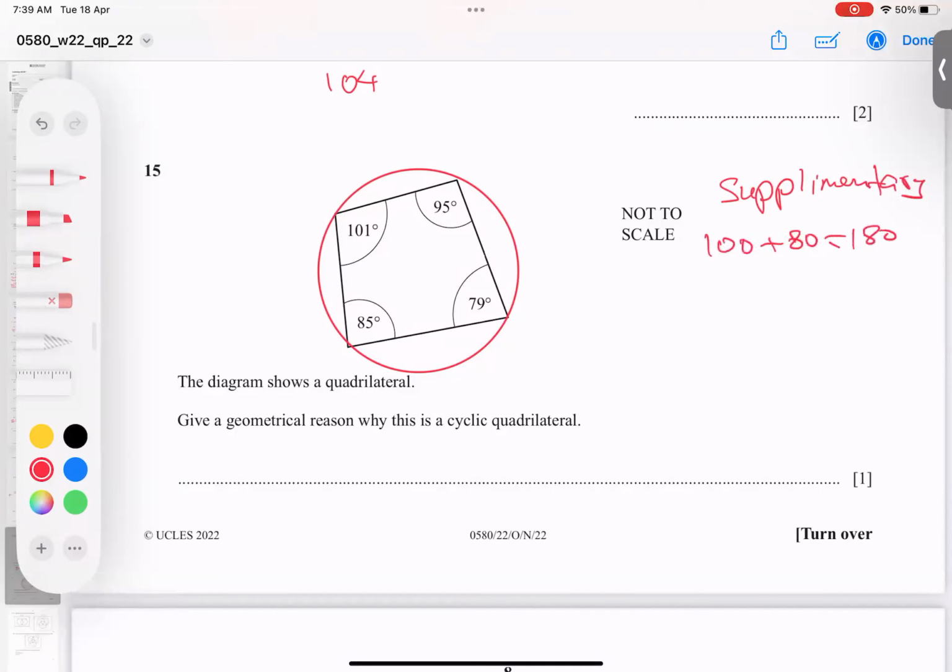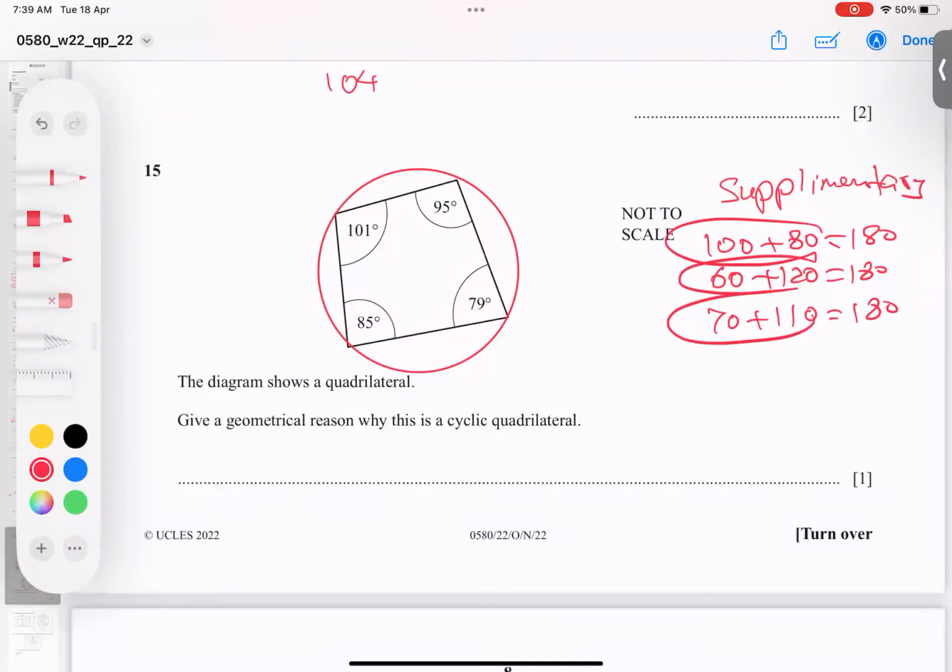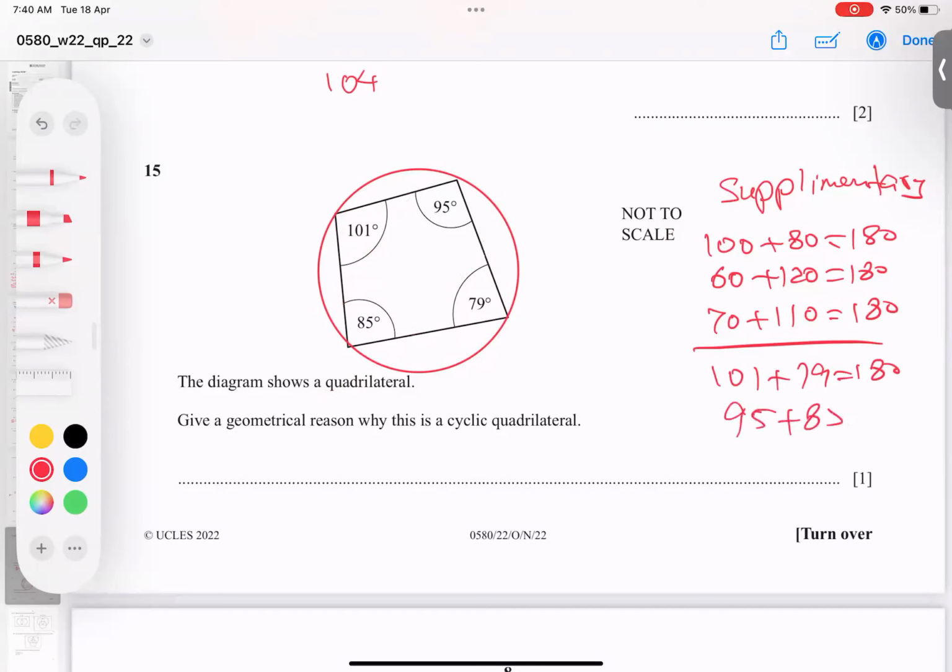See, 180. 60 plus 120 gives 180. 70 plus 110 gives you 180. So all these pairs are called supplementary angles. If I check this, if you add these two, yes, it comes again. Look here: 101 plus 79 is giving 180. And what about these two? 95 plus 85 is giving 180.